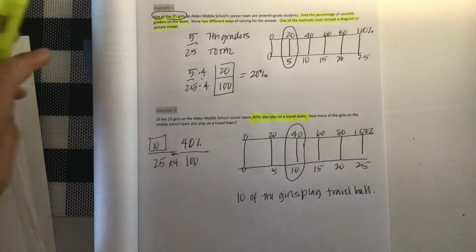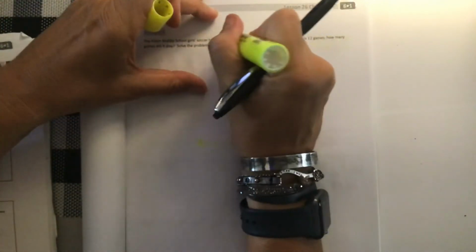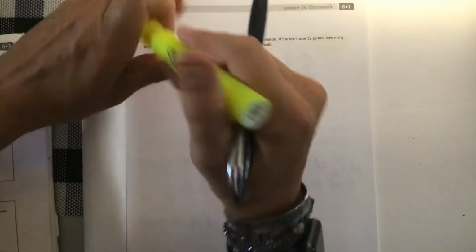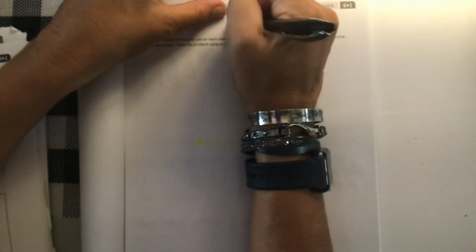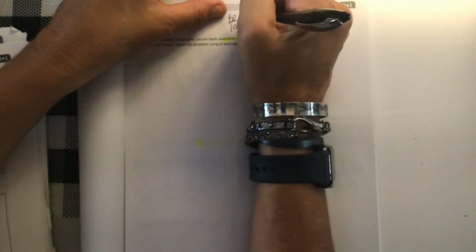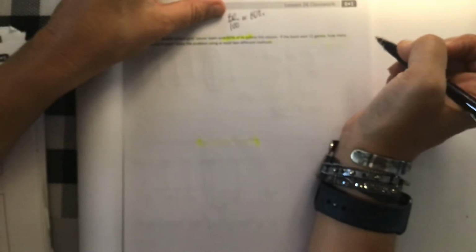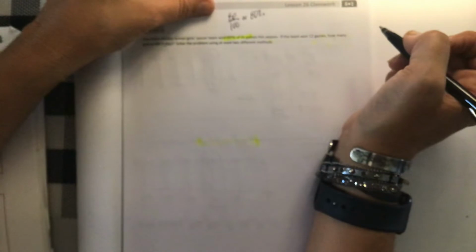Okay? Well, let's turn the page. The Alden Middle School girls soccer team won 80% of its games this season. So everybody highlight, circle 80%. 80%, so 80 out of 100, or 80%. If the team won 12 games, how many games did it play? Okay, so we have 12 games. So we have 80%, 80 out of 100.